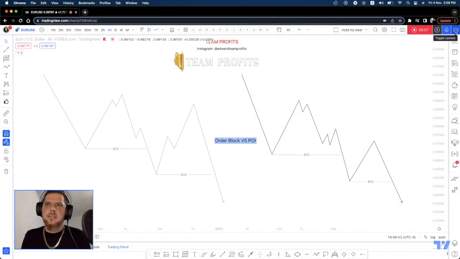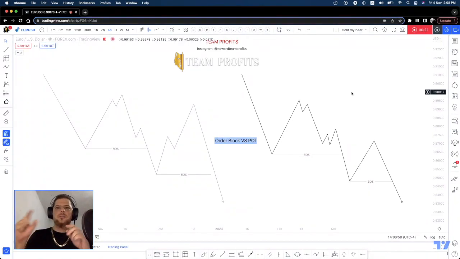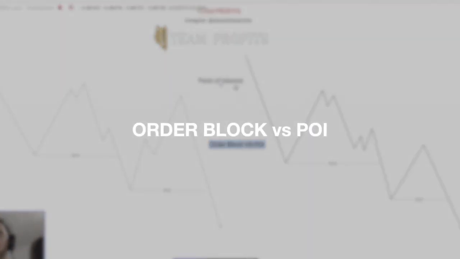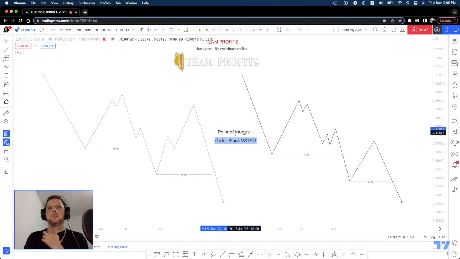In today's video, I'm going to show you how to spot two different things, okay? Because there's a lot of people actually confused and they're just drawing it wrong. They're just thinking, okay, this is an order block when in fact it's not an order block, it's just a POI, which by the way, let me put here, POI, it is just a point of interest, okay?